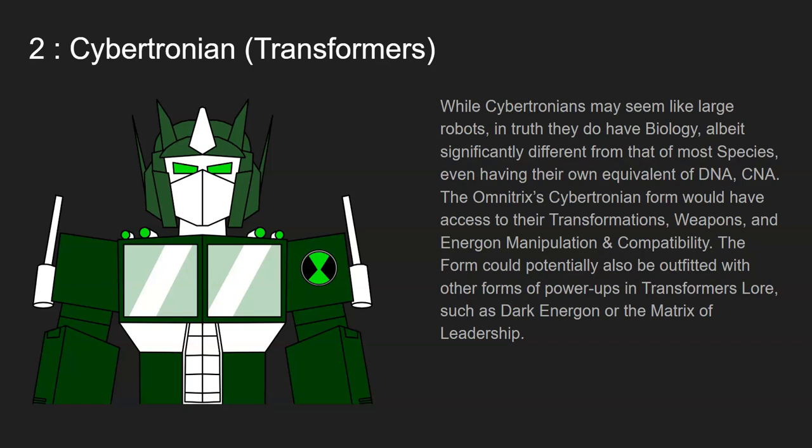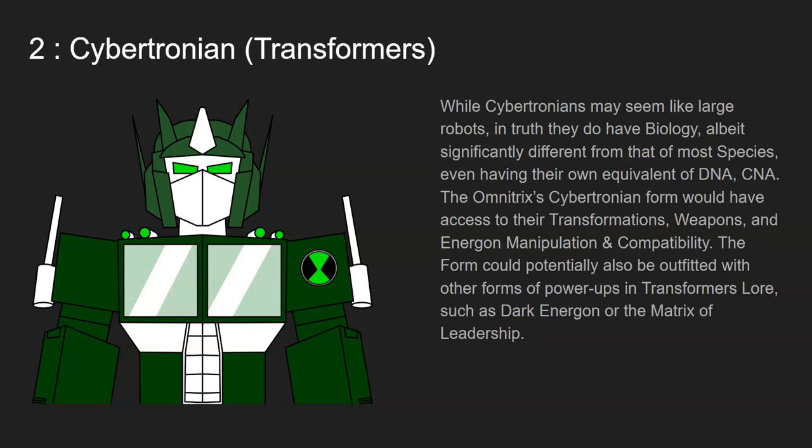And next is one that might surprise a few people who aren't Transformers fans and only know them on a basic level. I myself did not know this until I actually started looking into it, but while Cybertronians may seem like large robots, in truth, they do have biology. Albeit significantly different from that of most species we've seen in our world and in other fictions, but they are biological, even having their own equivalent of DNA, CNA, and granted, it does depend on the version. Some of them are more closely non-organic than others. But the point is, you can find versions of Cybertronians that are organic, or at least close enough.